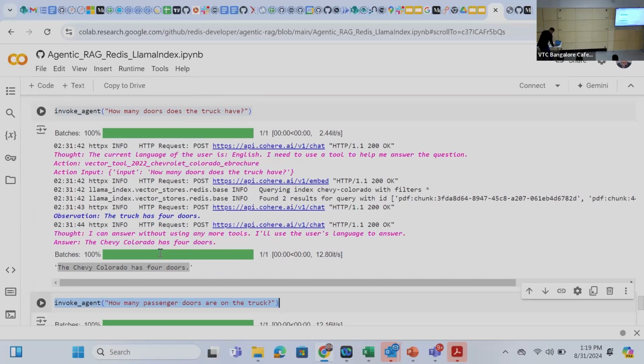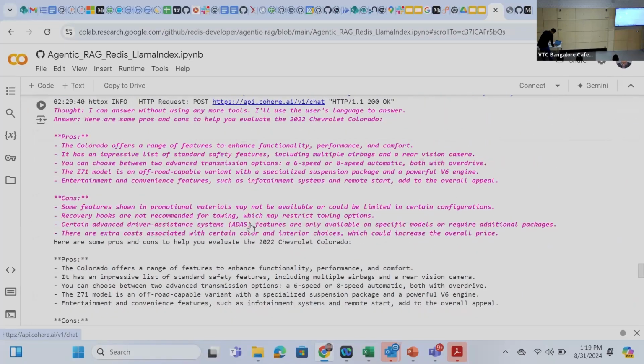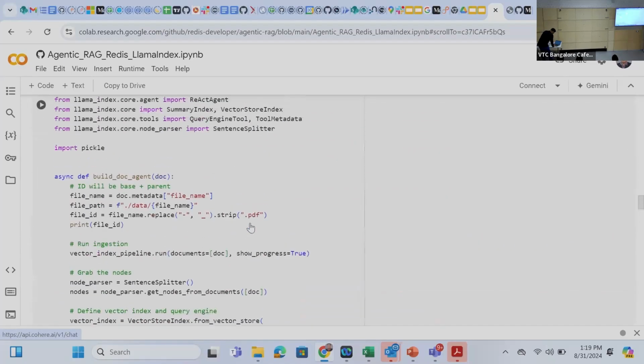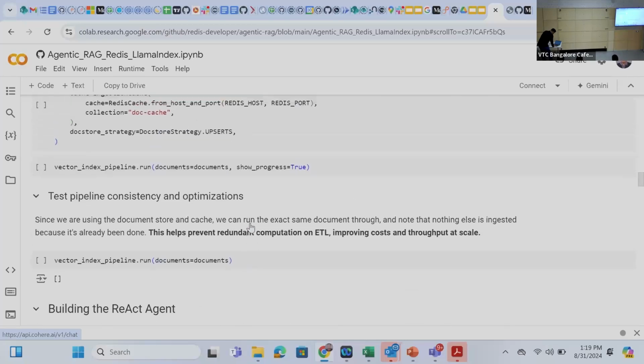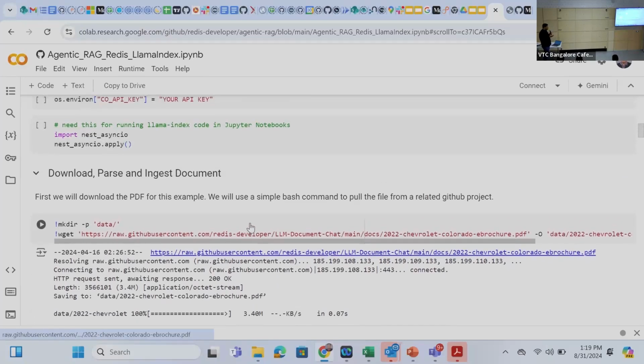So this is a very simple notebook which showed us how you can design your agents to get information specific to your documents in a very real-time, context-worthy way. Before we move forward to another demo, do we have any questions specific to this?